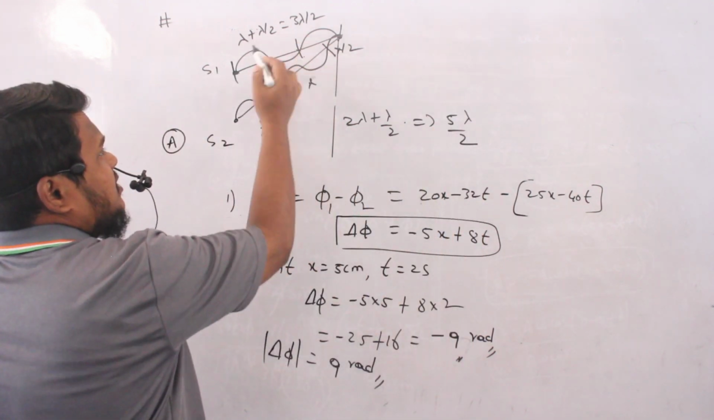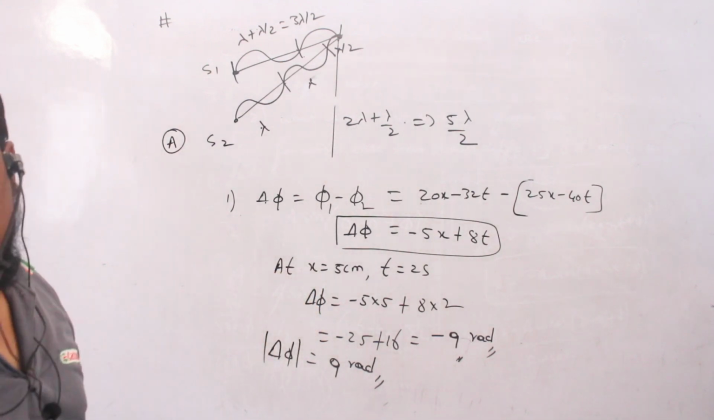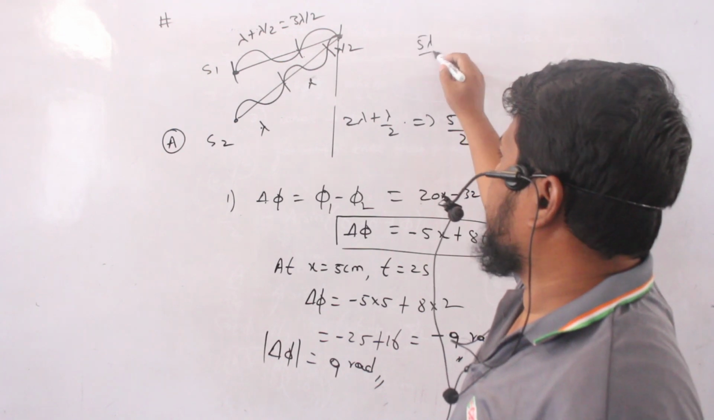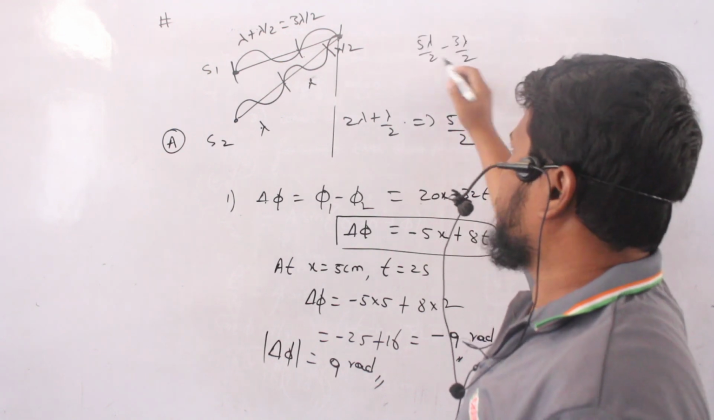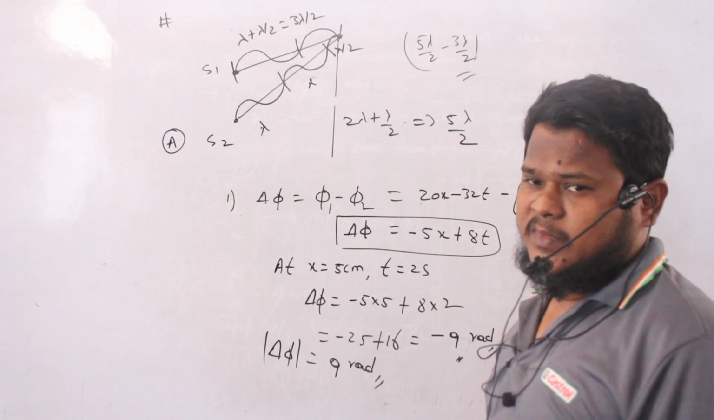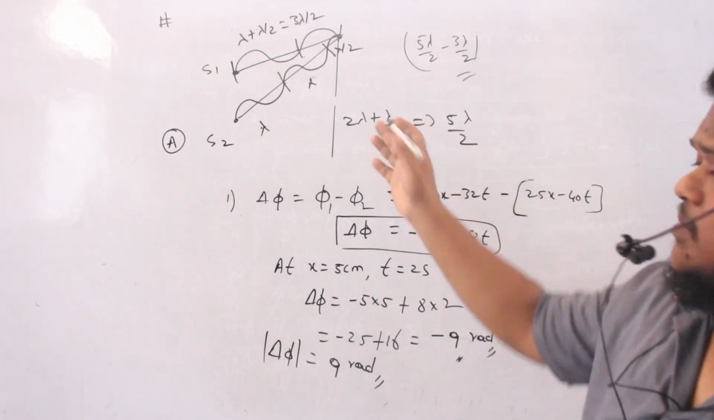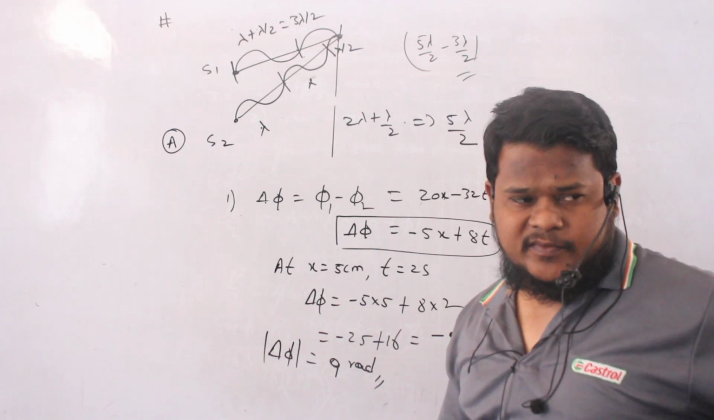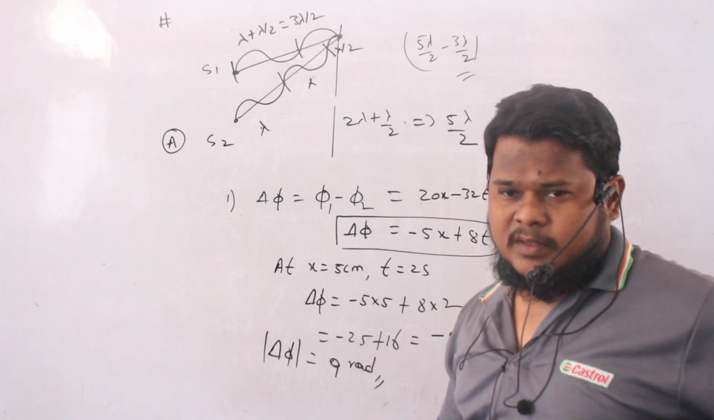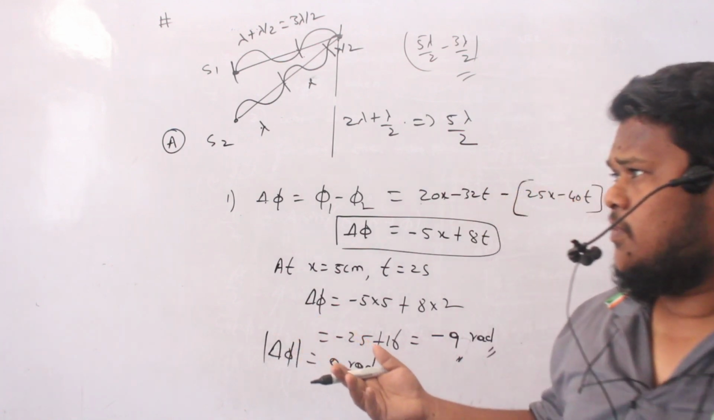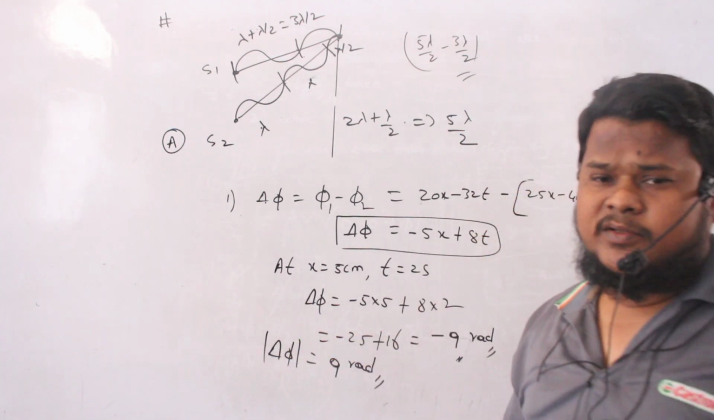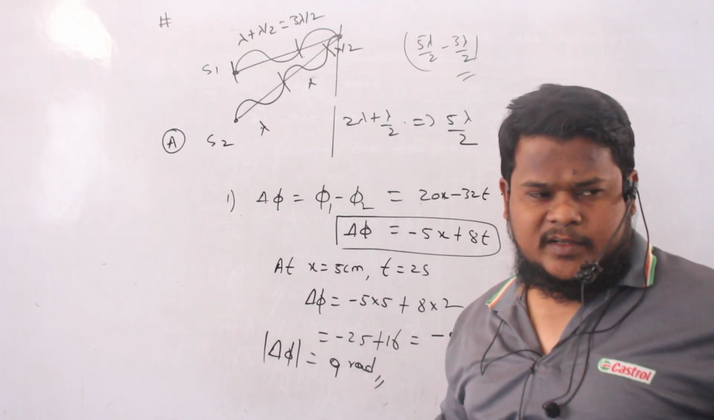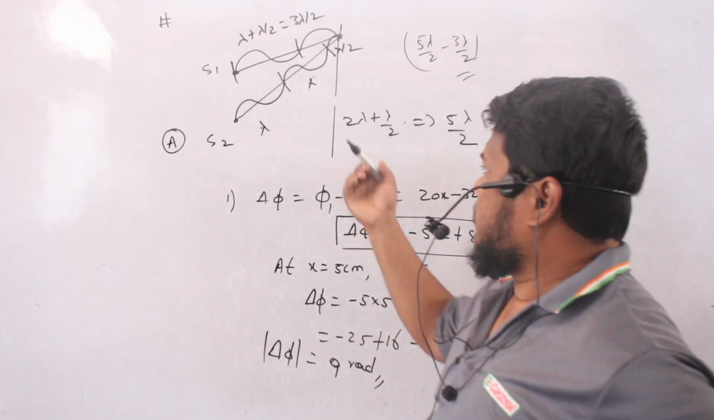So this is the path traveled by the second wave. The first wave has traveled a path of 3 lambda by 2, and the second one a path of 5 lambda by 2. So the path difference is 5 lambda by 2 minus 3 lambda by 2, which is 2 lambda by 2. It means 1 lambda is extra. If 1 lambda is extra, both the waves will interfere constructively.